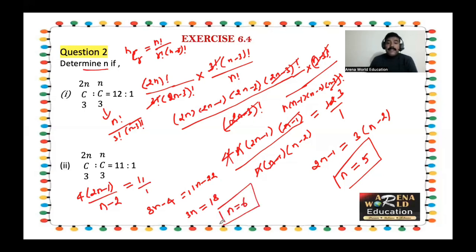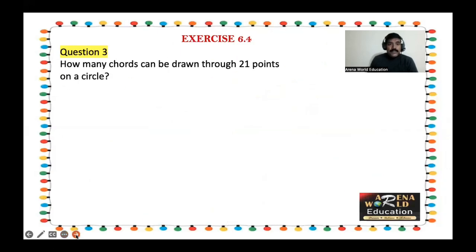So in the second case, your n will be 6. Yes, n equal to 6. So in this way, you can solve question number 2. The second part is the same, just like we had solved part 1, right? So let us move to question number 3.